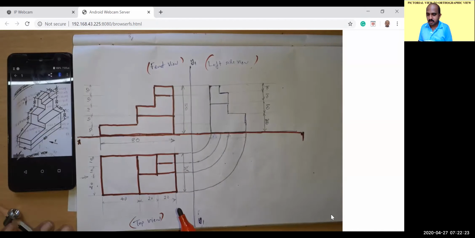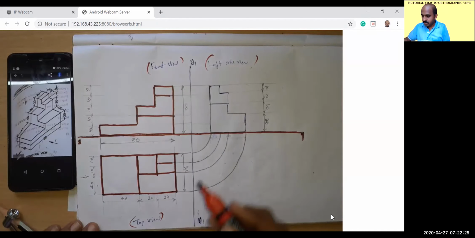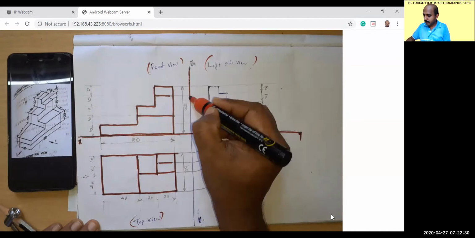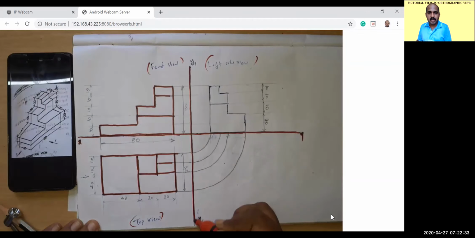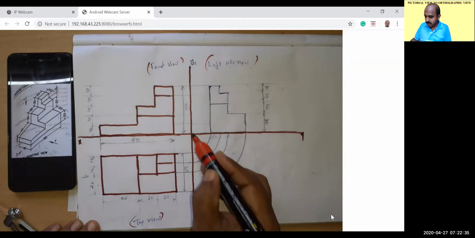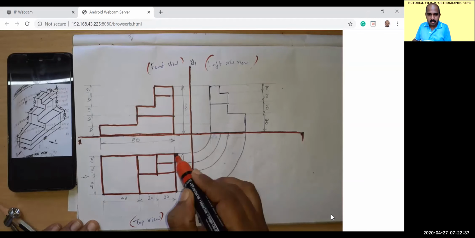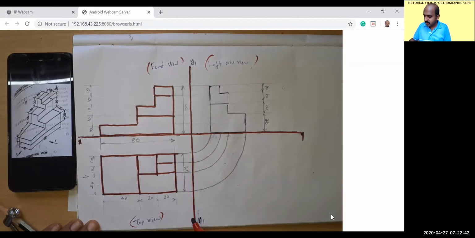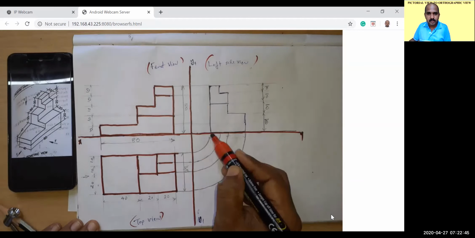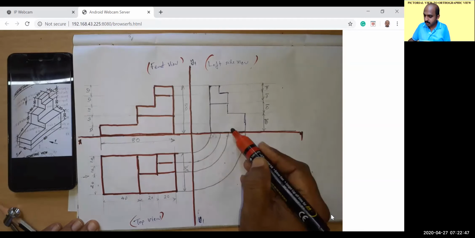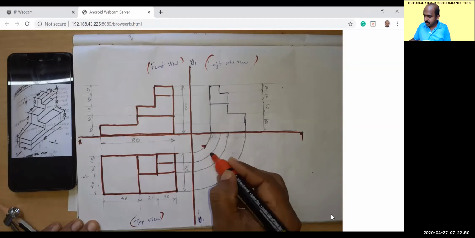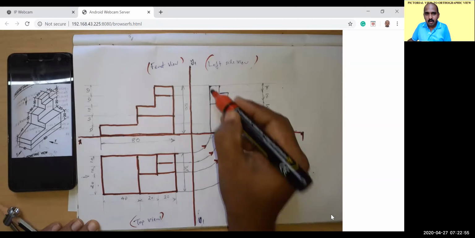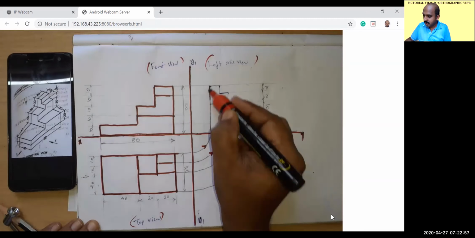Now the question gives the left side view. So you draw a line perpendicular to the XY line. The XY line meets at a point, and these are centers. You connect each point of the top view to the line, then with these centers you draw an arc. Each point follows the direction of your arc. Now on that side, you complete the left side view.